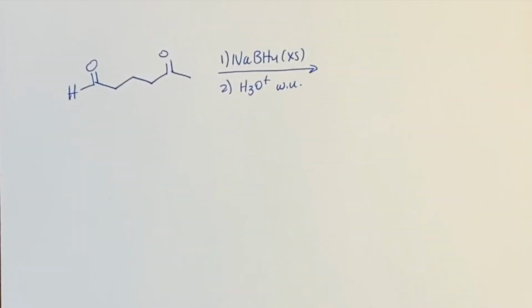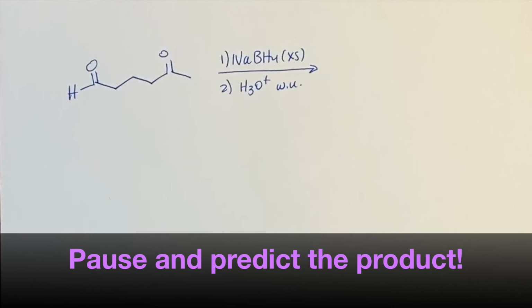So what do you think would happen in the following reaction? If I have this same molecule that contains both an aldehyde and a ketone functional group, and in this case I treated it with an excess of sodium borohydride followed by my acid workup, what would be the product of that reaction? Take a moment and predict the product.